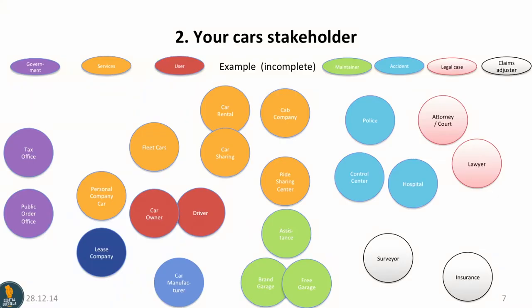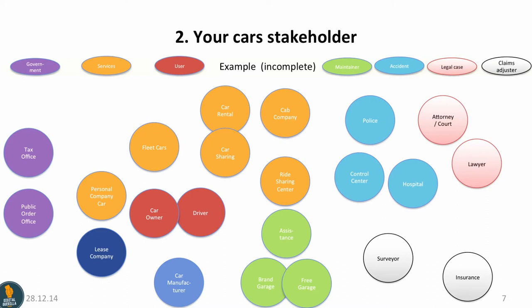Car sharing. If you have a car to go and so on, the car has to be picked up at the end and transported to a place where it can be rented again or where you can find it. So the car will give the information about where the car is at the moment, and also the level of the fuel in the car. Then we have the assistance systems, brand garage. I will take these points later on.